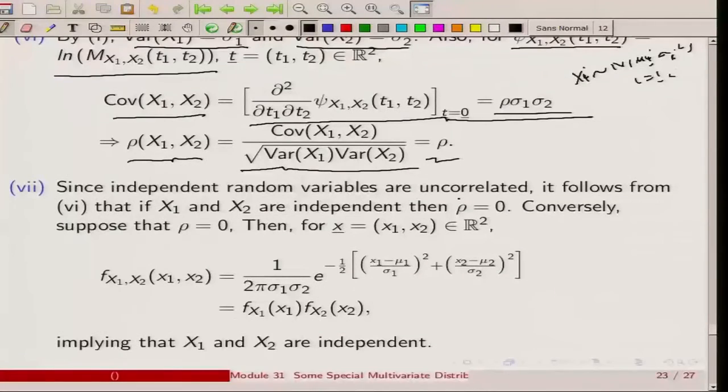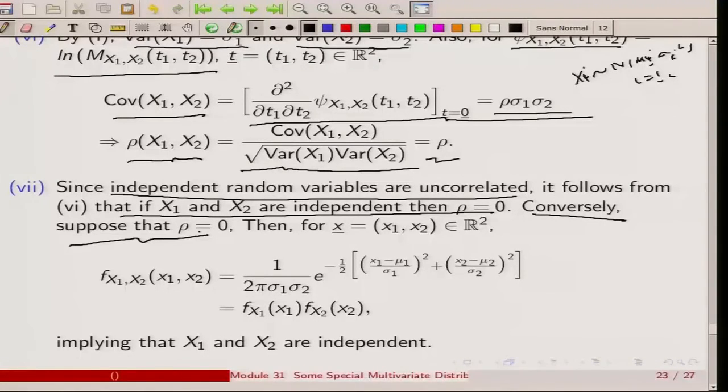Let us look at the seventh part. We know that independent random variables are uncorrelated. It follows that if X1 and X2 are independent, then rho is equal to 0. So, that holds for any distribution. But what is very distinct about the bivariate normal is that if correlation is 0, then X1 and X2 are independent. So, conversely, suppose that the correlation, which we have seen is nothing but rho, is 0.